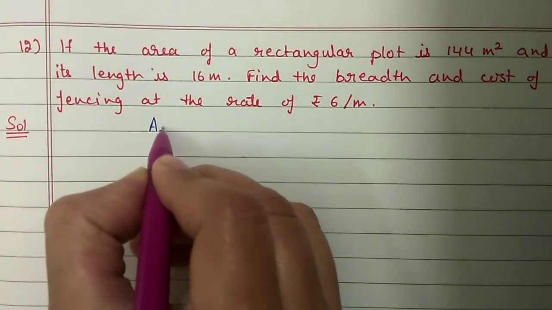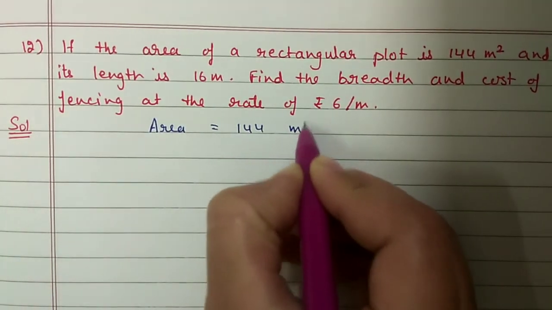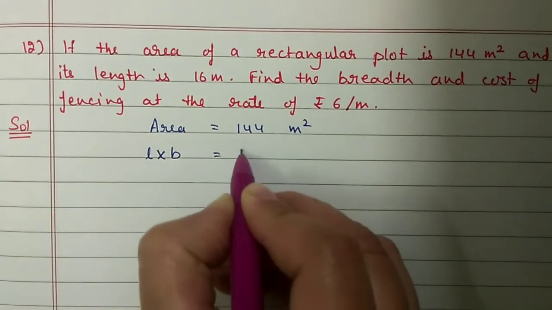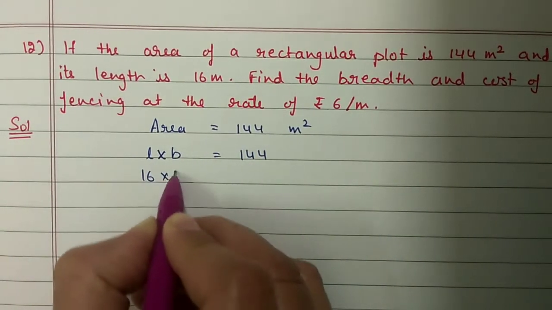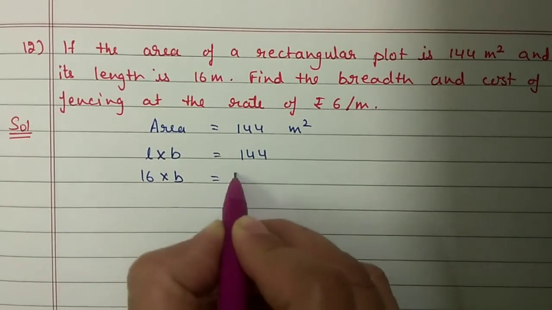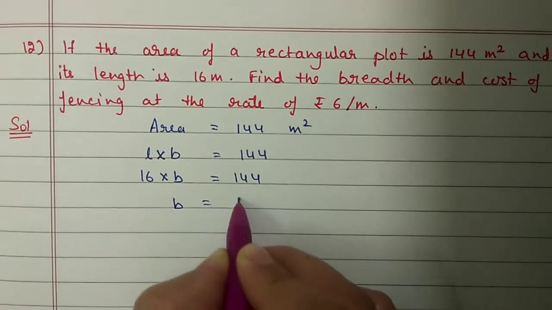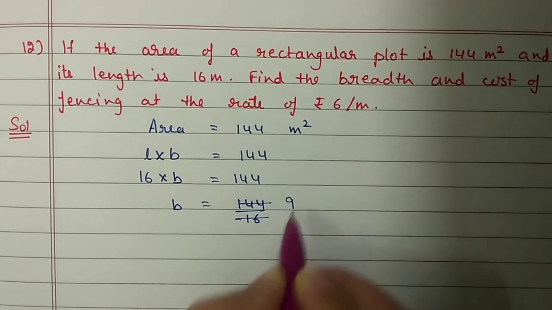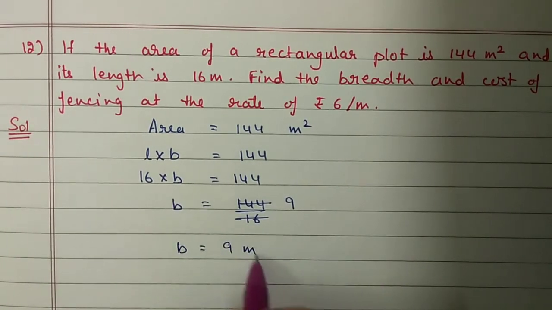Area is equal to 144 meter square, it is given. Area formula is length into breadth is equal to 144. Length is given 16 and breadth we have to find out. This 16 we can shift to the other side, it will go for division. Divided by 16 and cancel out, we will get 9 here. So breadth is equal to 9 meter.